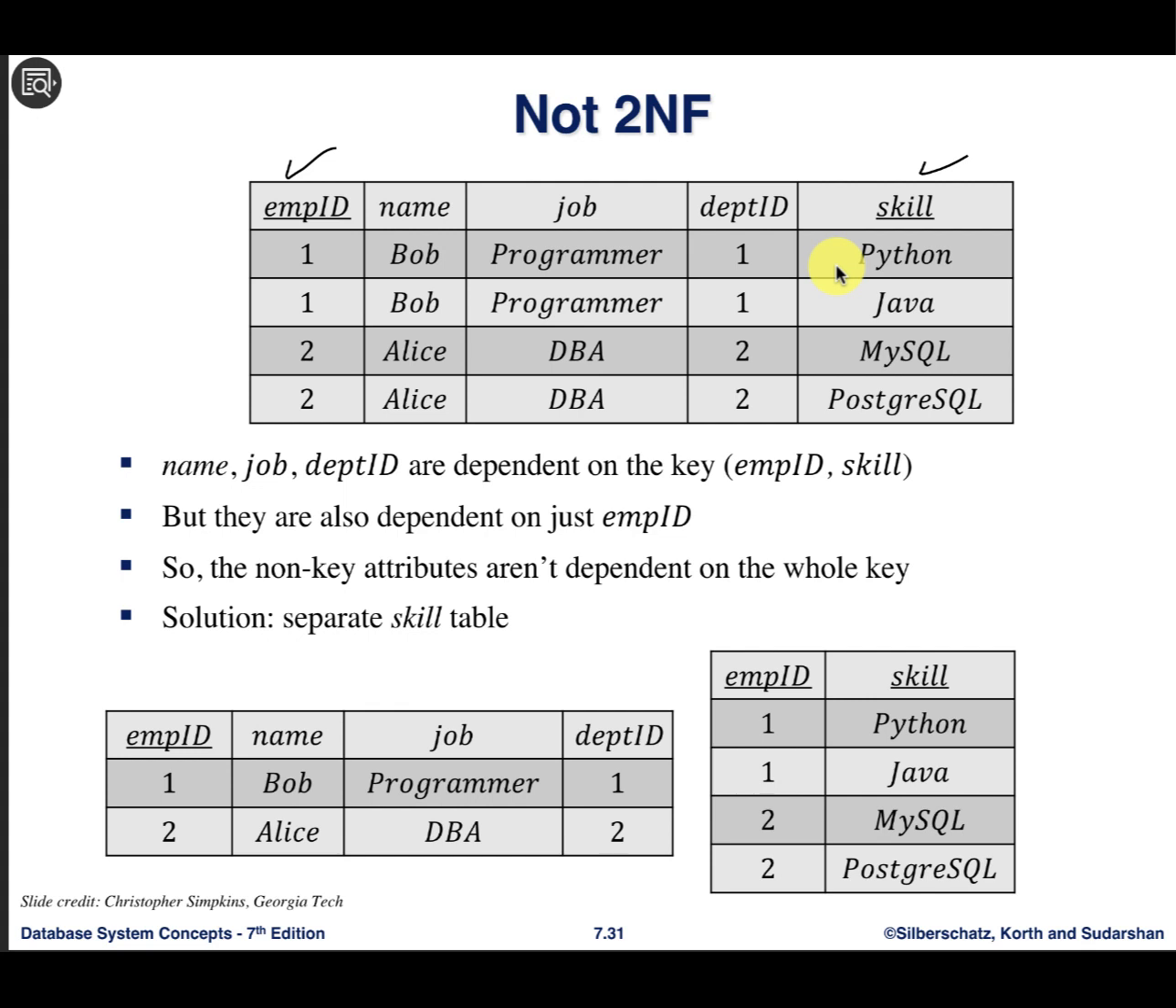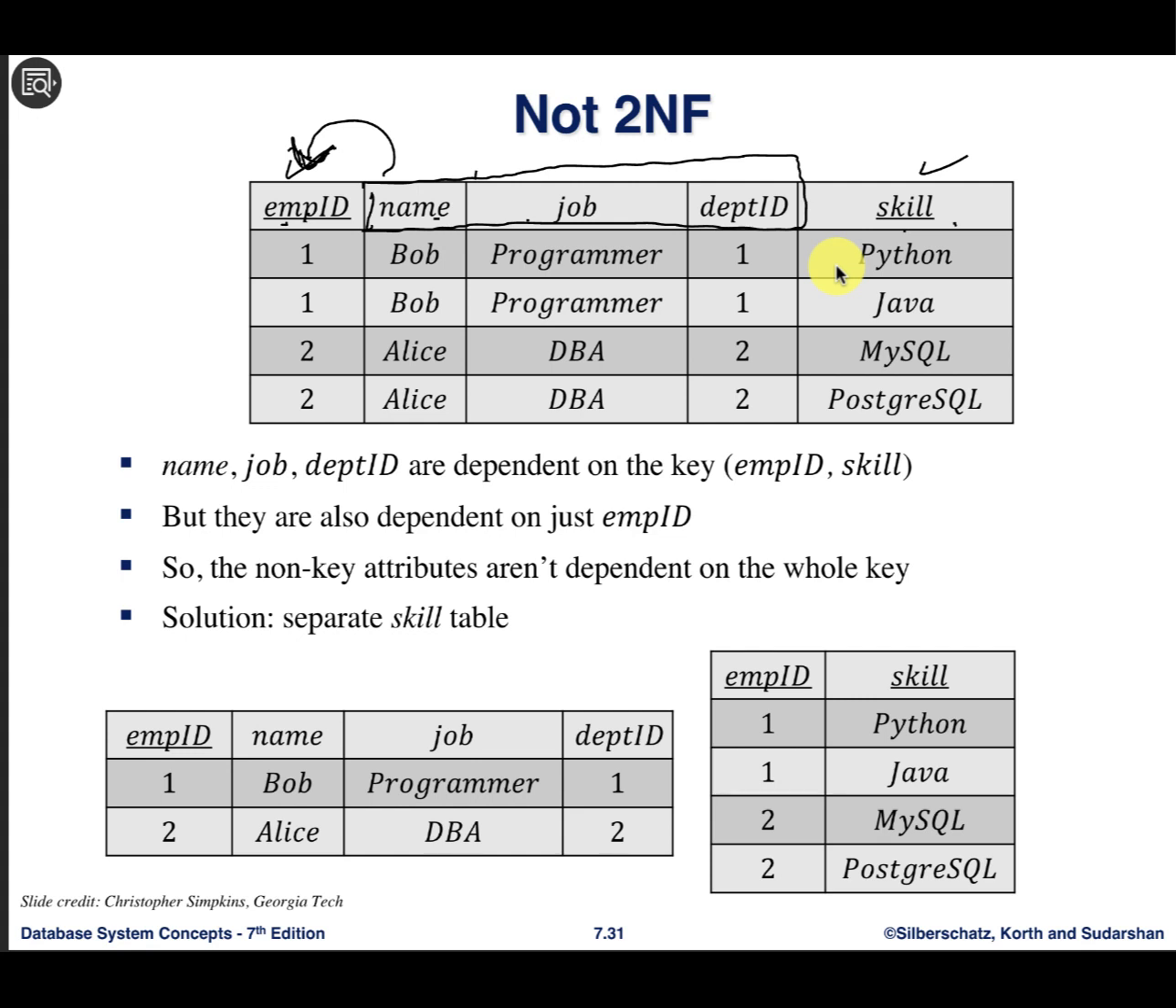I noticed something here. The name, the job, and the department depend only on the employee ID. Do you think this information depends on the skill? No. So those are the set of non-prime attributes with a partial dependency. They depend on only part of the candidate key, not the entire key. Here the candidate key is employee ID and skill, but the non-prime attributes depend on only part of the key.